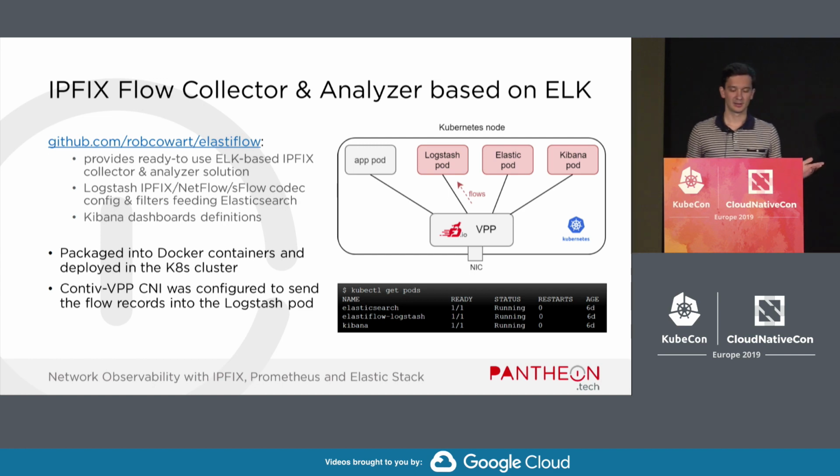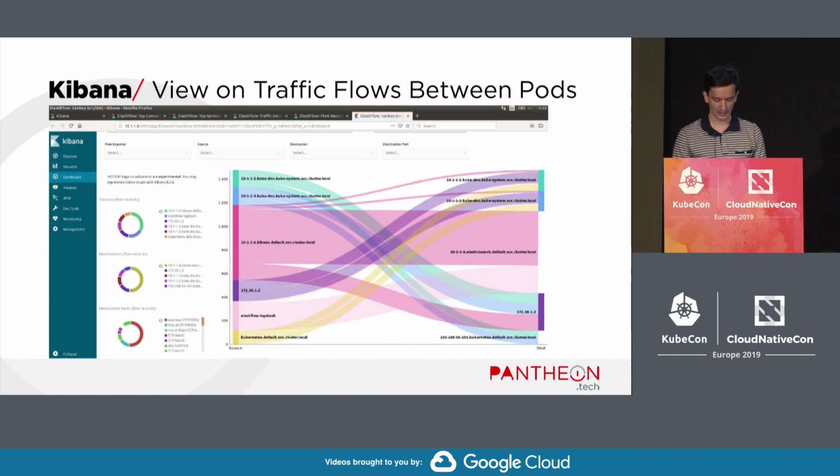So all that I had to do was actually package this into Docker containers, deploy into Kubernetes, and configure the CNI to send the flows into the Logstash pod as shown in the picture. What you can also see is a list of pods. So as I said, Elasticsearch, Logstash, and Kibana are just 3 pods running in the system. This is a result of such a deployment. I'll show you this on an actual running system in a second.